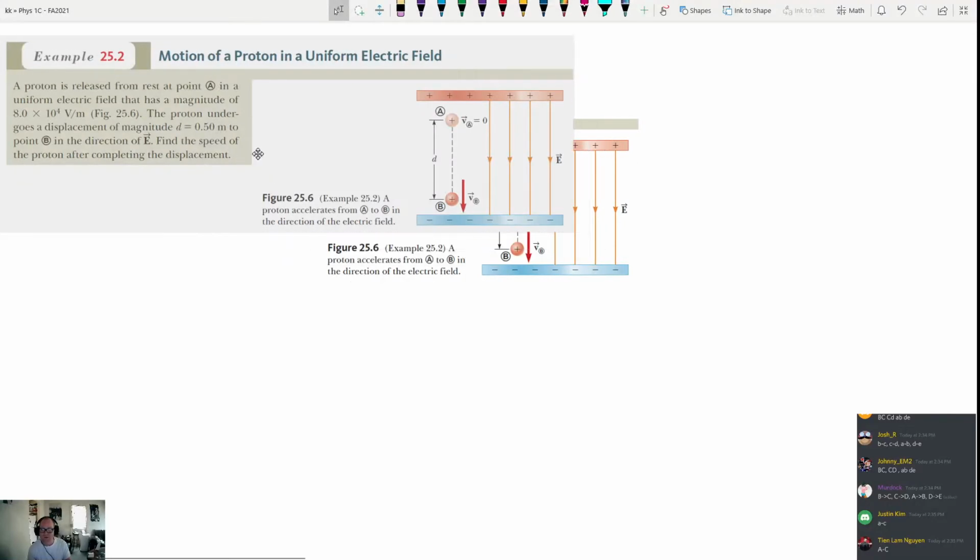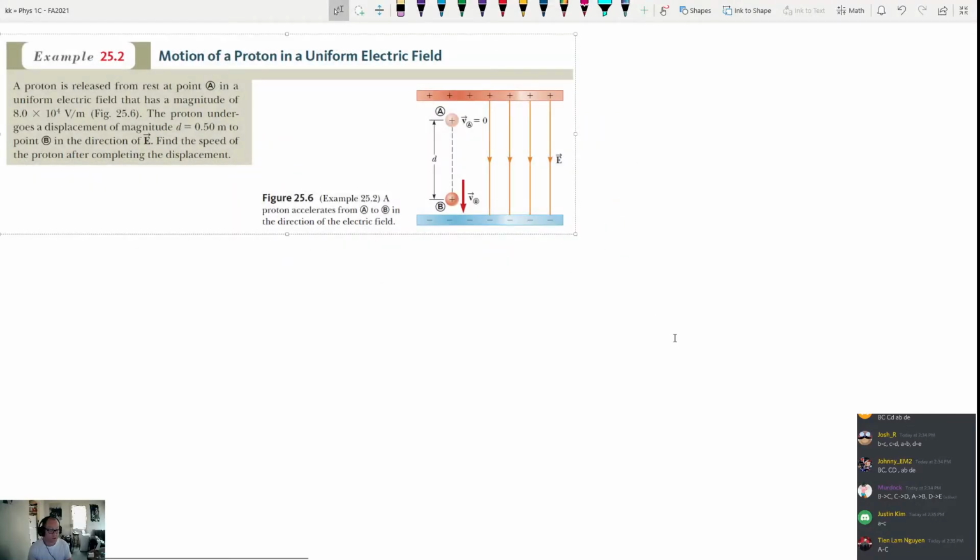All right, let's do a quick problem here to show you how we actually apply this in problems. Okay, so it says a proton is released from rest at point A in a uniform electric field that has a magnitude of 8 × 10⁴ volts per meter. The proton undergoes a displacement of d equal to 0.5 meters to the point B in the direction of E. This may look similar to a homework problem from your first homework. We want to find the speed of the proton after completing the displacement.